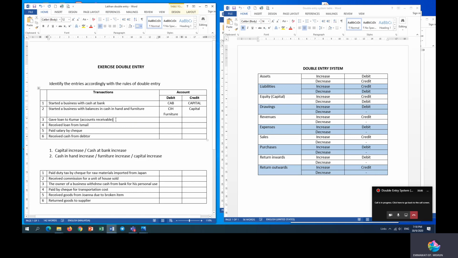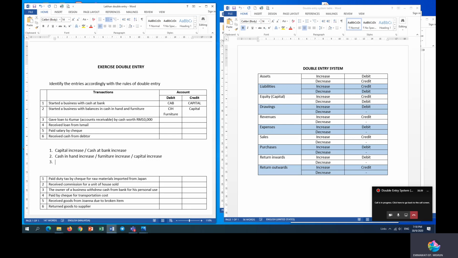Okay. Katakanlah ni ayat ni tergantung. Okay. Katakanlah jumlah pinjaman tu adalah dalam bentuk wang. Okay. Saya tambahkan perkataan kat sini. Gave loan to Kumar by cash. Okay. Worth RM10,000. Okay. Ni baru betul ayat dia. Memberikan pinjaman kepada Kumar secara tunai sebanyak RM10,000.